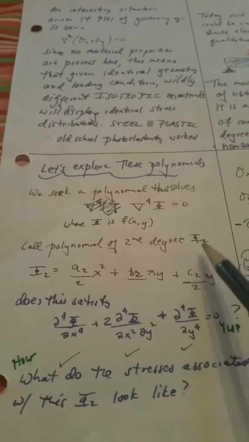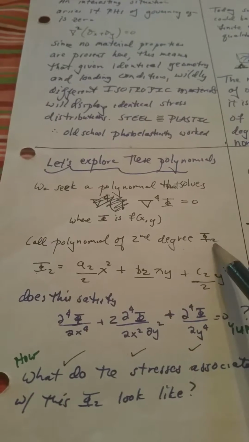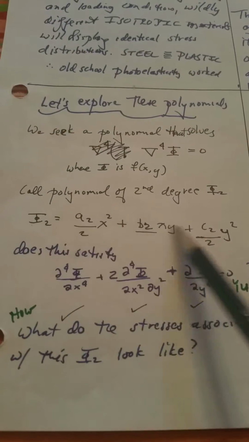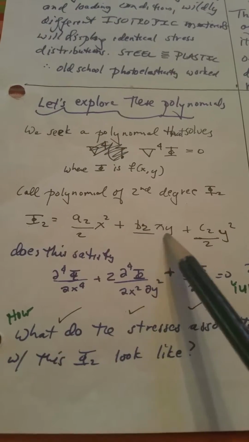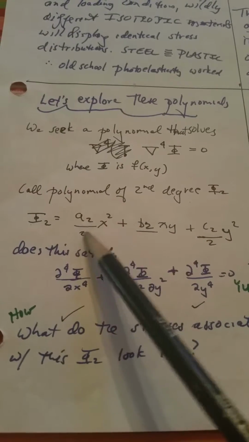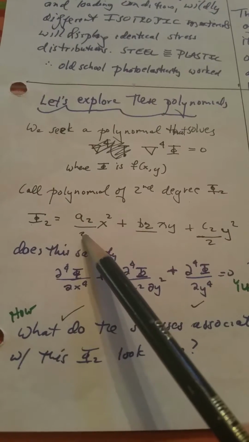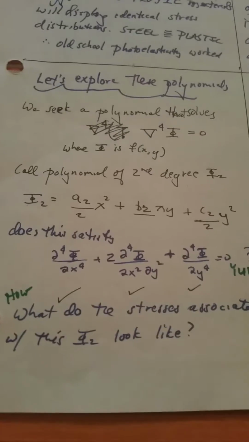Now, I'm going to try to stick to this convention fairly consistently. If I call it phi sub 2, that will be a second order polynomial for phi. So we'll have an x squared, a y squared, and then the cross terms. And then there's constants in front of these. You'll see why it's convenient to have a2 over 2, c2 over 2 acting on y, and then the b2.